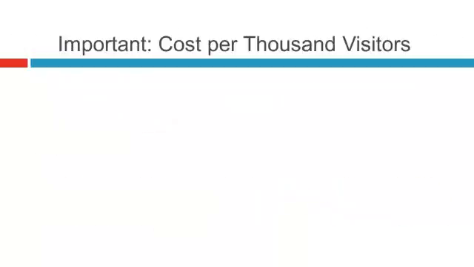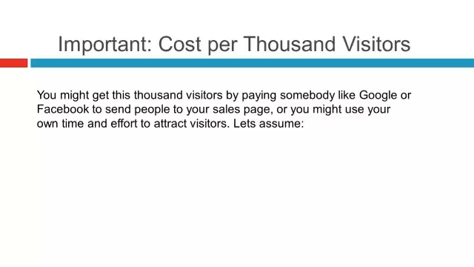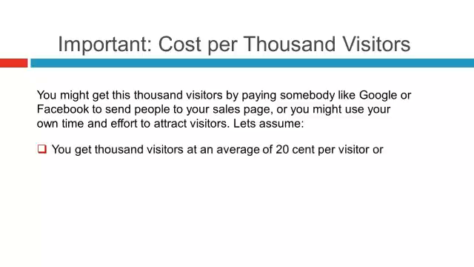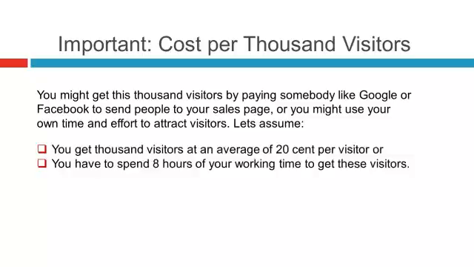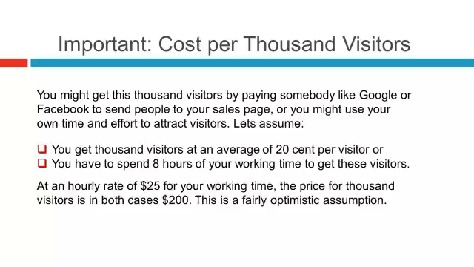Important: cost per 1,000 visitors. You might get these 1,000 visitors by paying somebody like Google or Facebook to send people to your sales page, or you might use your own time and effort to attract visitors. Let's assume you get 1,000 visitors at an average of 20 cents per visitor, or you have to spend 8 hours of your working time to get those visitors. At an hourly rate of $25 for your working time, the price for 1,000 visitors is in both cases $200. This is a fairly optimistic assumption.